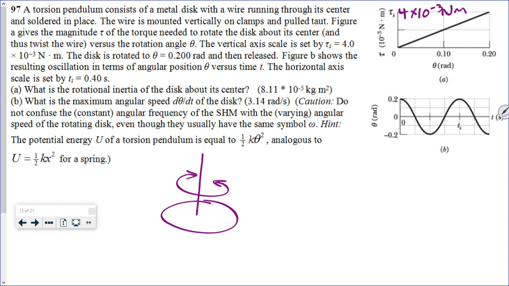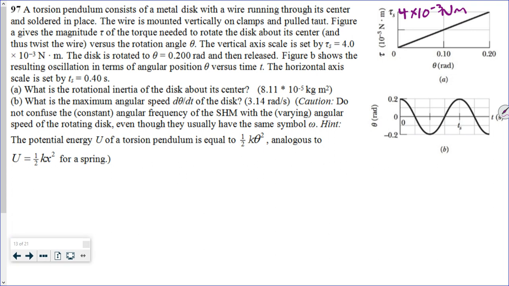The disc is rotated to an angle of 0.2 radians and then released. Figure B shows the resulting oscillation. So this is our position time graph, right? It's just theta instead of x. Good? All right, so very, very similar to what we did yesterday.